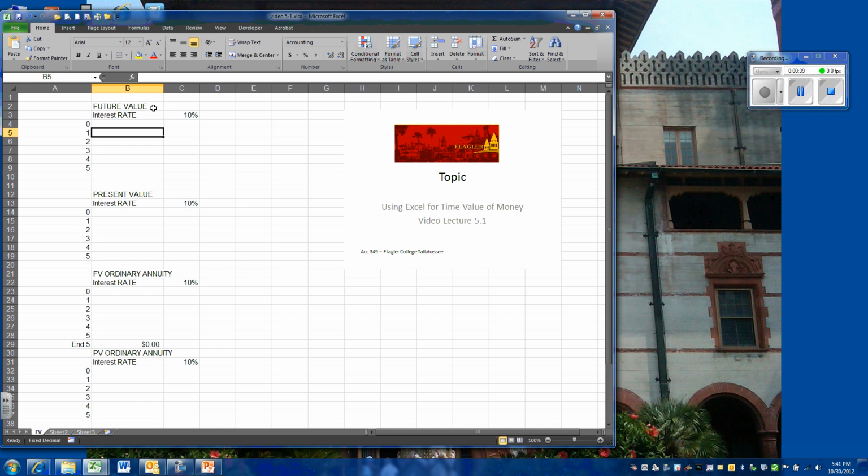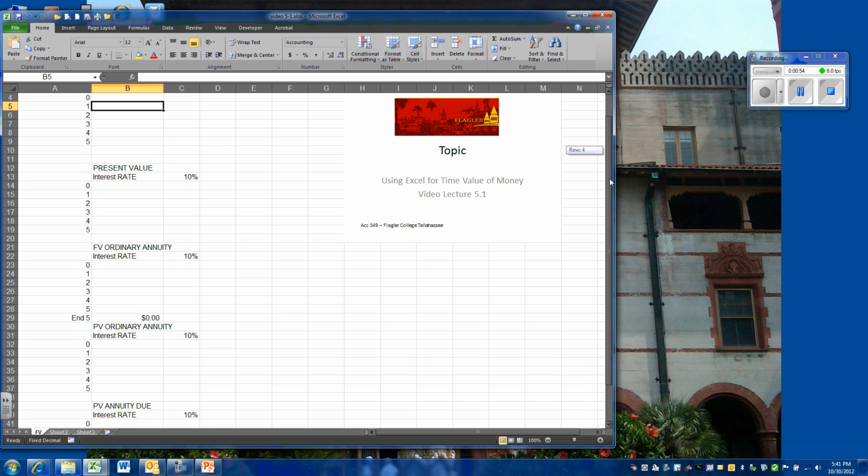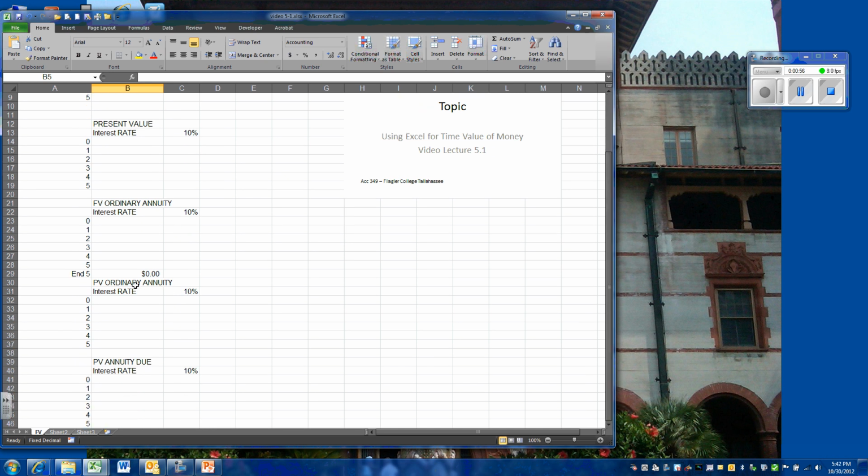We're going to compute the future value of a dollar. We're going to compute the present value of a dollar. We're going to do a future value annuity. It's called an ordinary annuity. We'll also do a present value of an annuity.